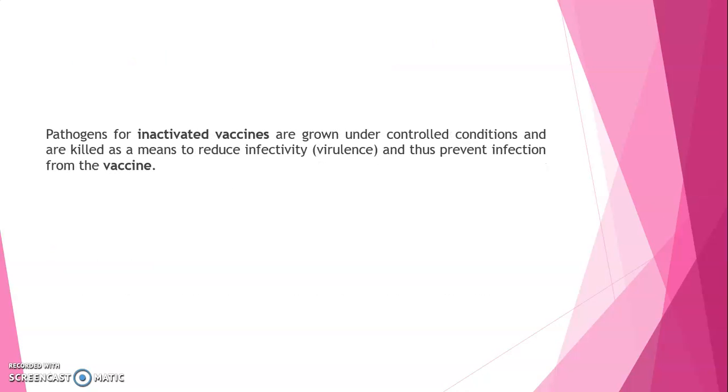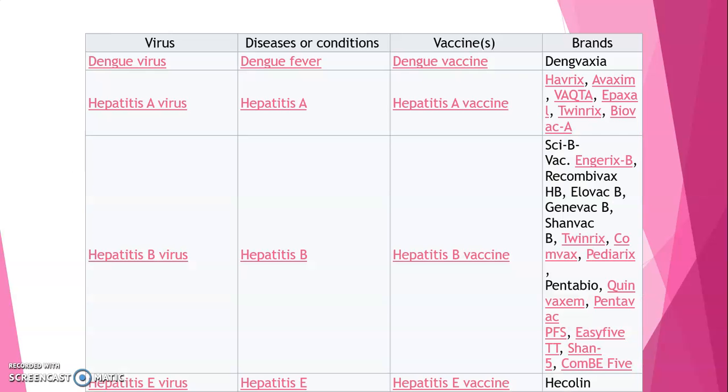Then there are some pathogens for inactivated vaccines that are grown under controlled conditions and are killed as a means to reduce infectivity and thus prevent infection from the vaccine. Controlled condition means vaccines are always produced in the laboratory.